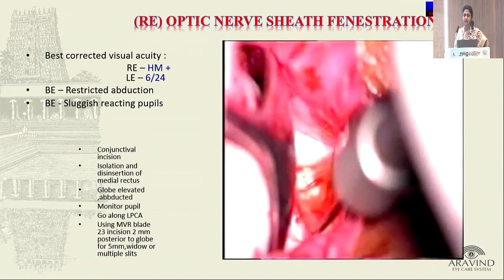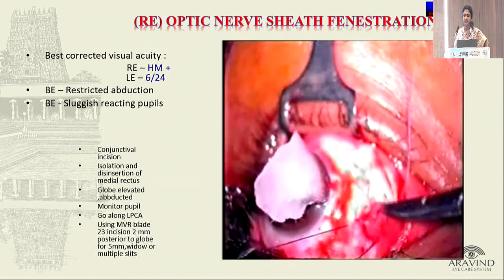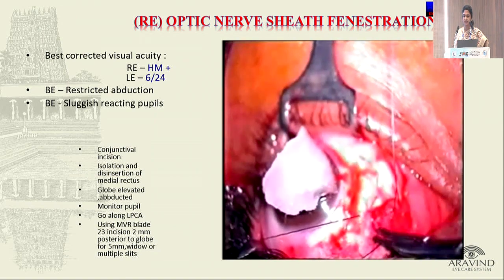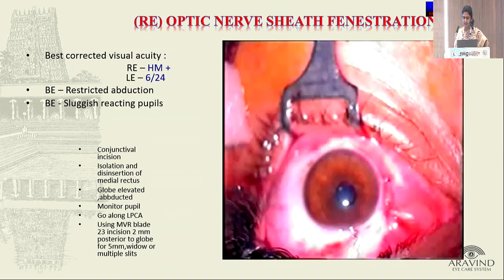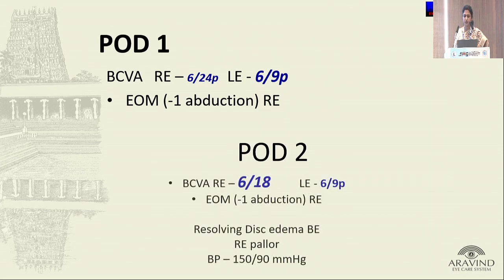And when you make multiple nicks and connect them, you create a window. Once this is done, you can reattach the medial rectus muscle carefully and close the conjunctiva. Now the vision in the right eye became 6/24 and the left eye was 6/9 partial, and the restriction was only -1 post-op day 1.